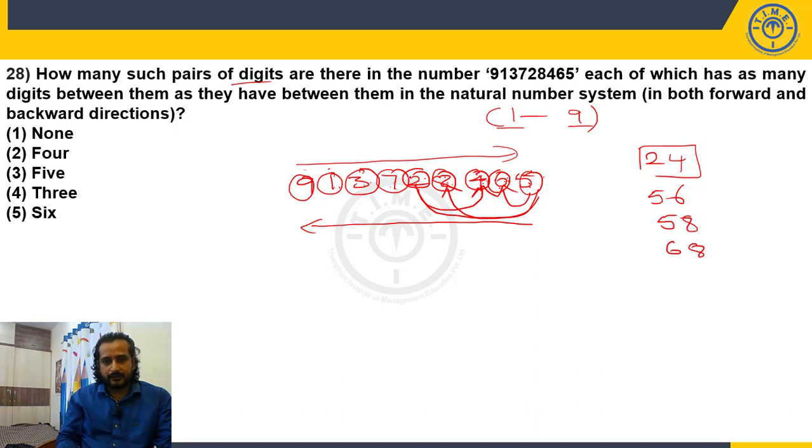So starting with 4: 4, 5, 6, 7 is perfectly matching. So 6 and 8 are matching, and 4 and 7 are also matching. 4, 5, 6, 7, 8, 9. We should read up to 9, then only we'll get the final one. 8, 9, no. 2, 3, 4, 5, 6, no. 7, 8, 9, no. 3, 4, 5, no. 1, 2, no. So in the backward direction, how many are there? 4. So totally how many pairs? 5. So choice 3.